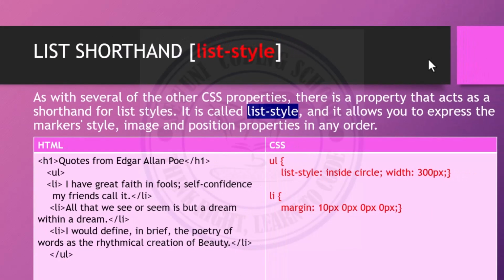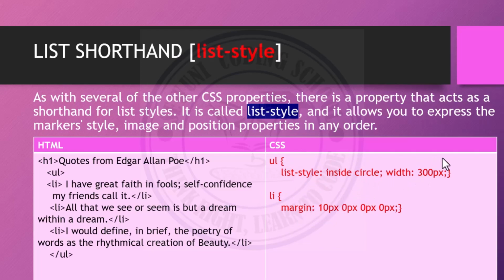Now let's talk about the list-style shorthand. As with several of the other CSS properties, there is a property that acts as a shorthand for list styles. It is called the list-style property, and it allows you to express the marker style, image and position properties in one straight order, just like we did for background images. So this is the HTML code you are going to work with, and then this is the shorthand we are going to work with.